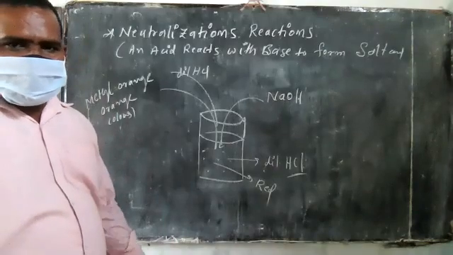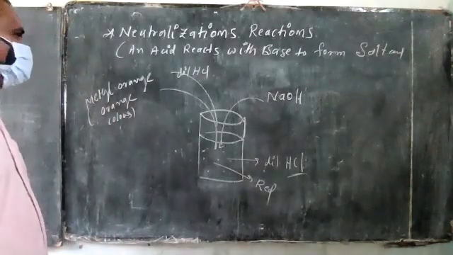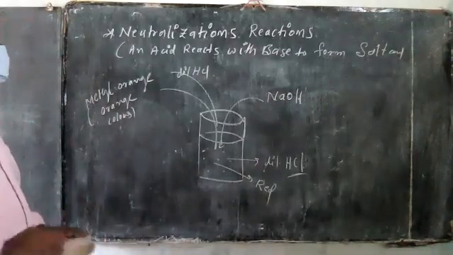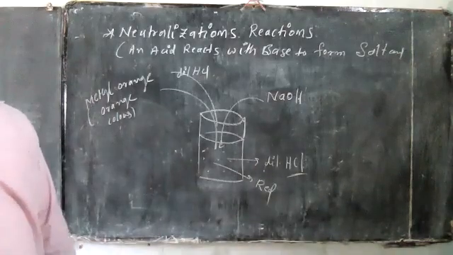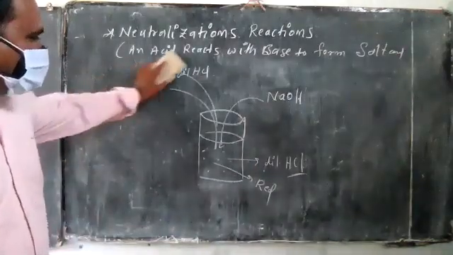Again the color turns red and appears. So this is the neutralization reaction with the help of indicators. Are you understanding? Very simple. Yes, sir.